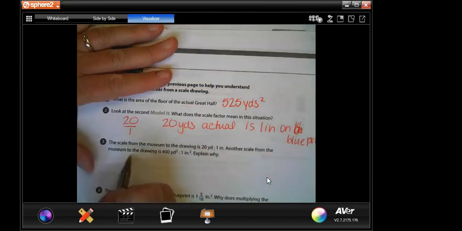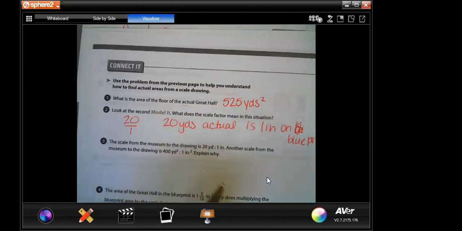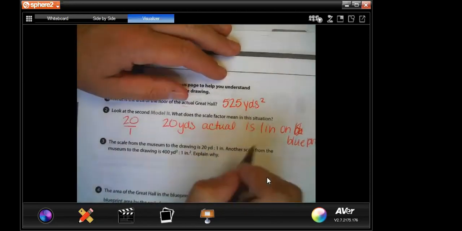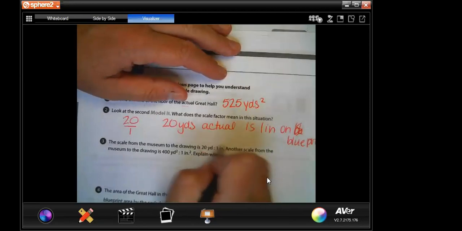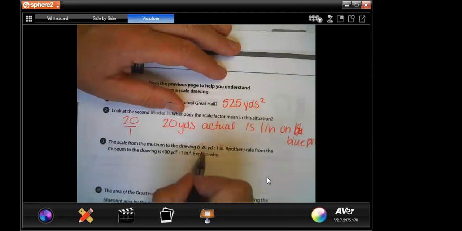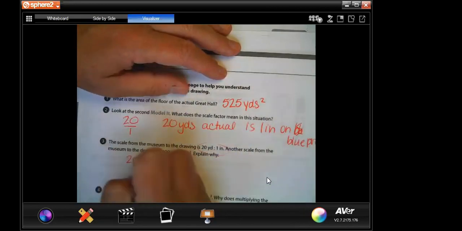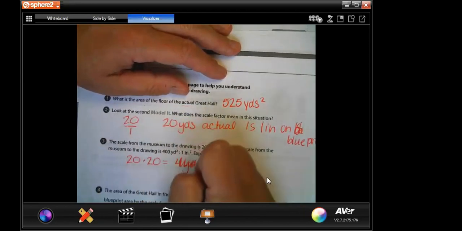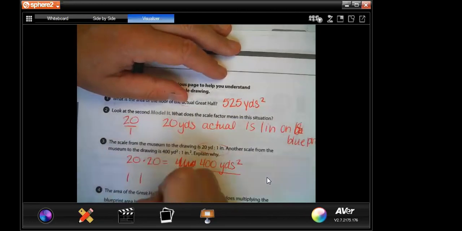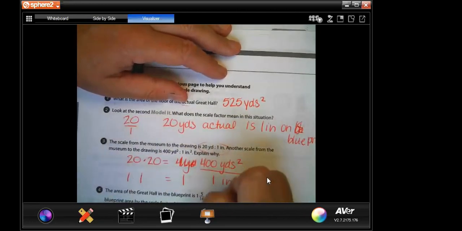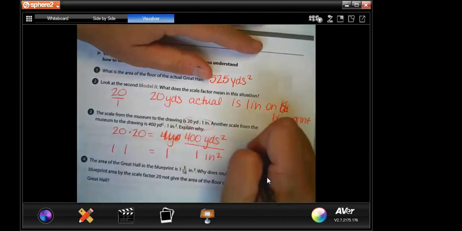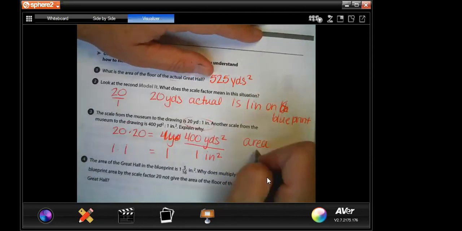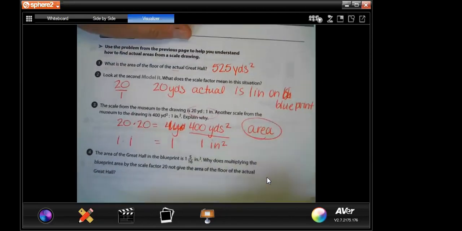Another scale from the museum to the drawing is 400 yards squared to 1 inch squared. Explain why. If this was a square, what we would do is 20 by 20. So 20 times 20 is 400 yards squared, and 1 times 1 is 1, so 1 inch squared. What we did is we found the area, so that's the scale for the area.